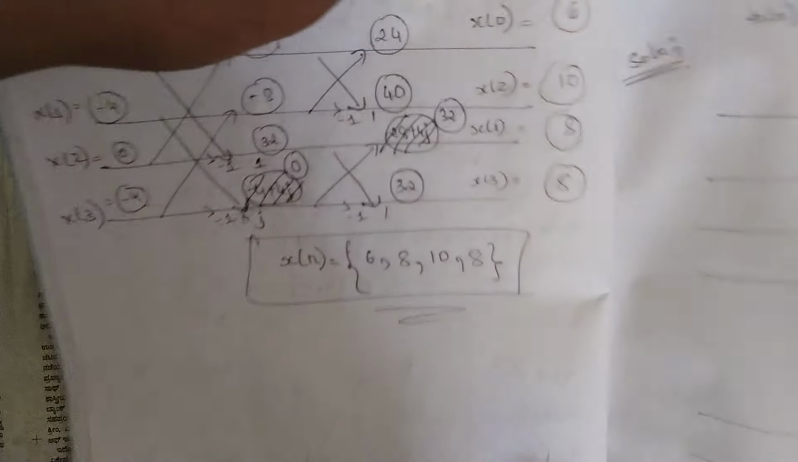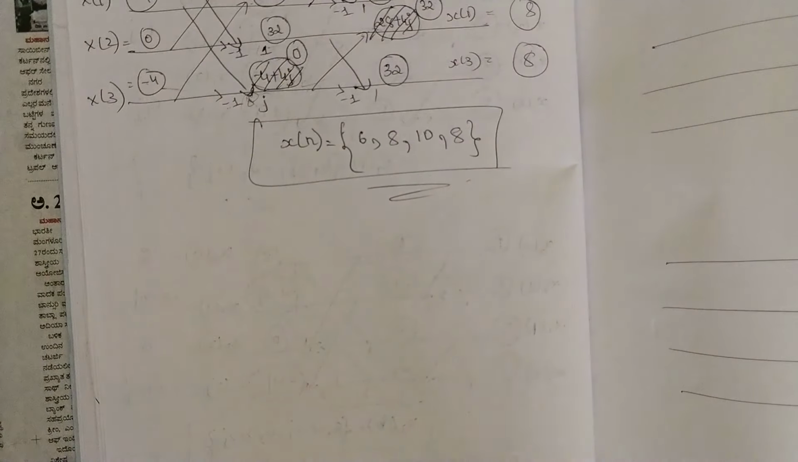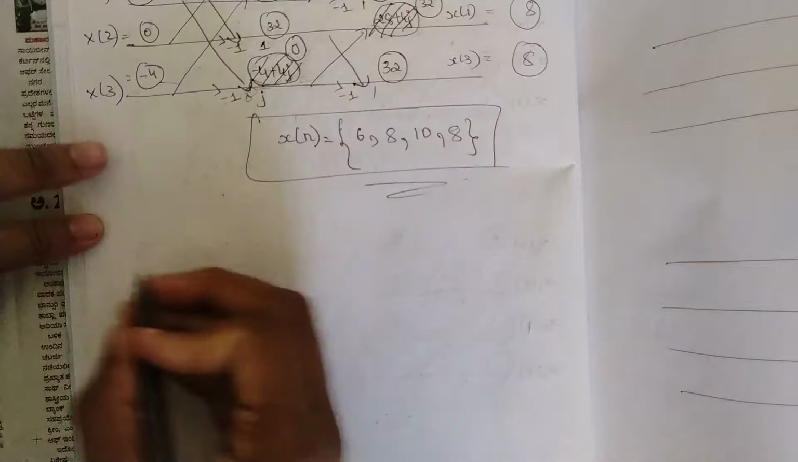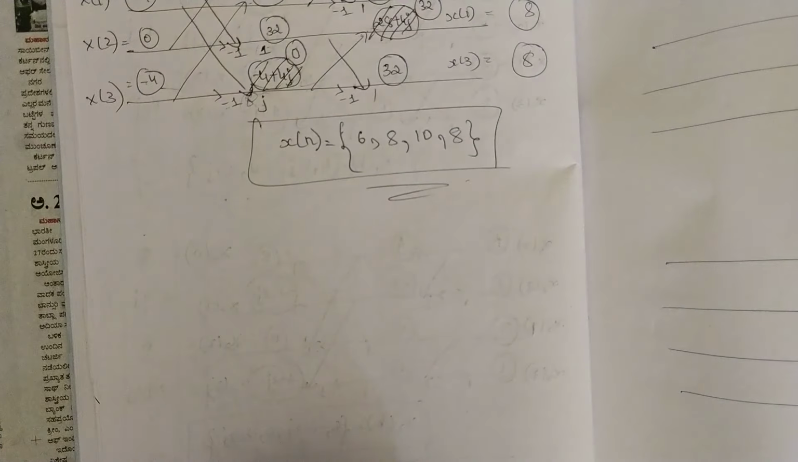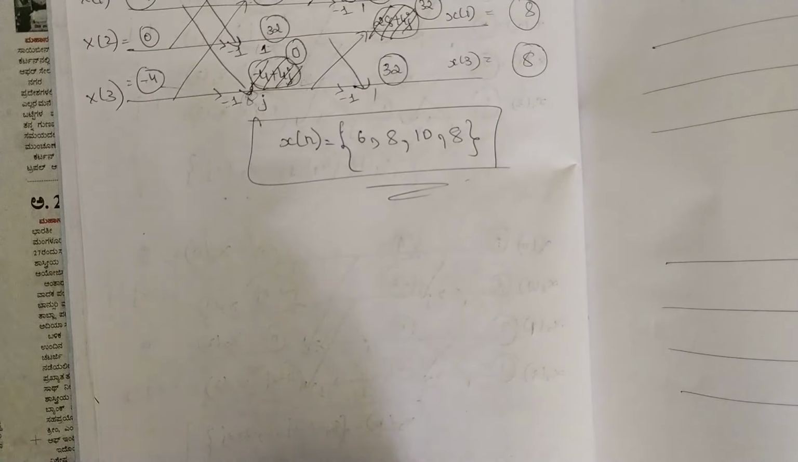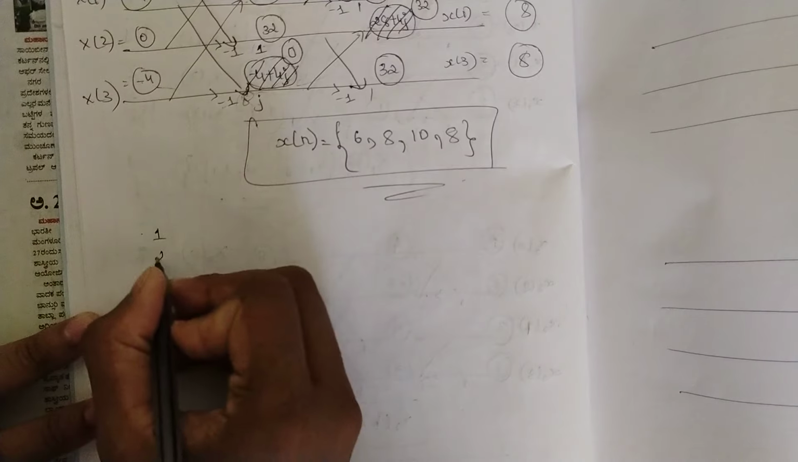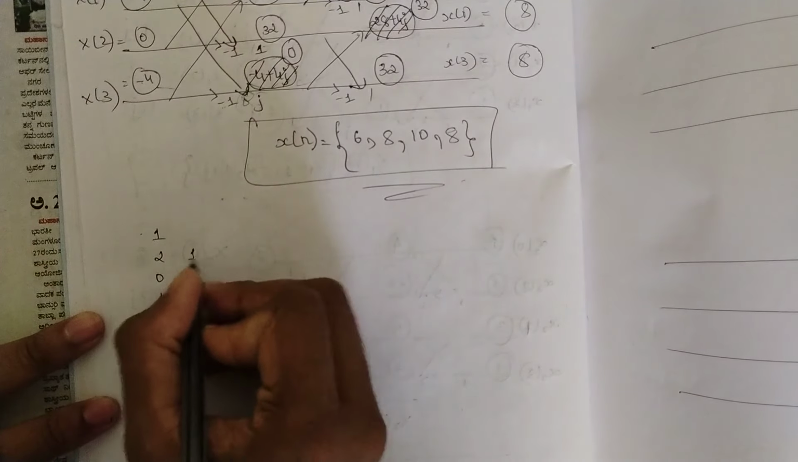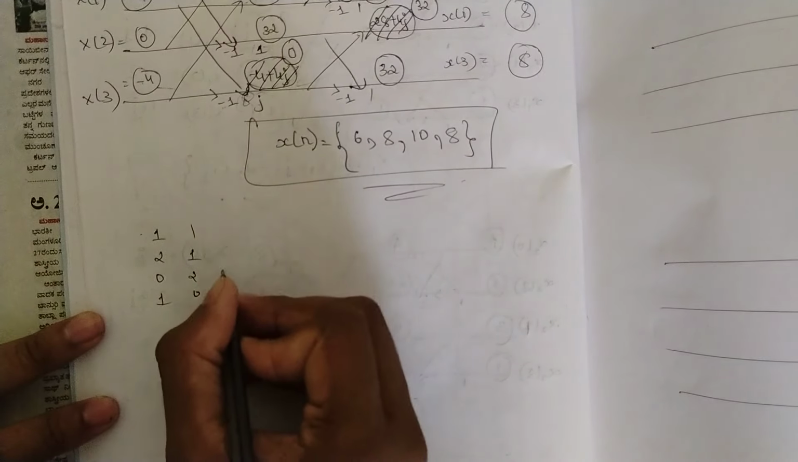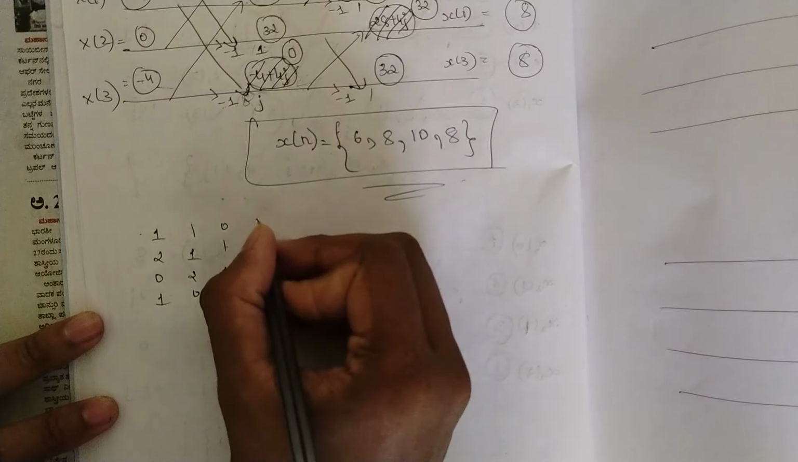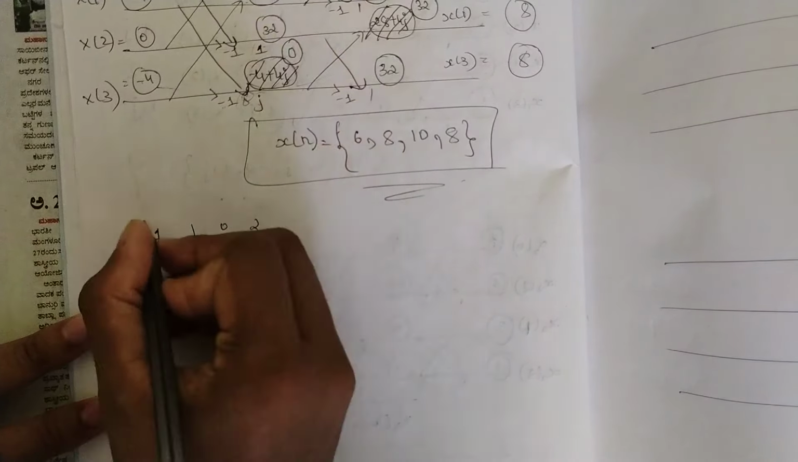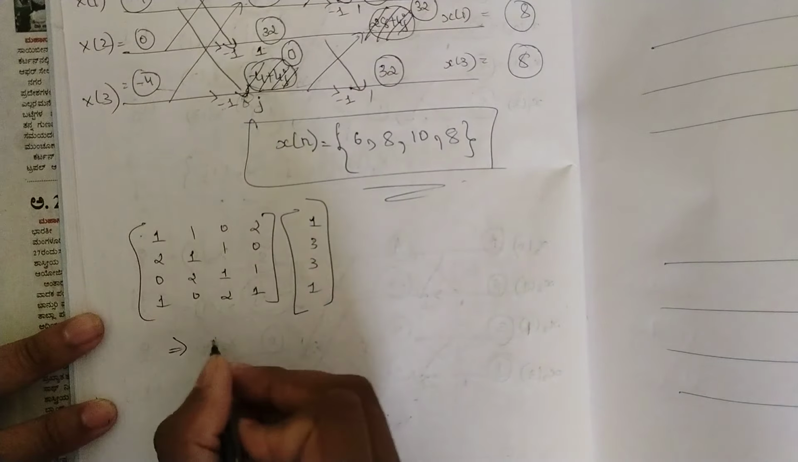You can check this using the normal general method of circular convolution. I have told you, right? That is the first sequence, what is the first sequence? 1 2 0 1, 1 2 0 1, 1 2 0 1, 1 2 0 1, into the second sequence as it is, 1 3 3 1. This we should be multiplying, right?